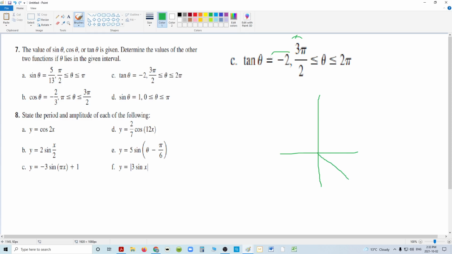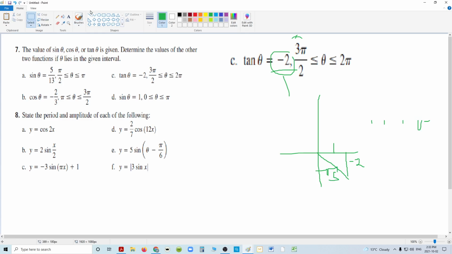We also know that tan is opposite over adjacent, so minus 2 over 1. And that means our hypotenuse is the square root of the square of this plus the square of that. So what's 1 plus 4? It's 5, but we have to square root it. So that means our hypotenuse is the square root of 5.